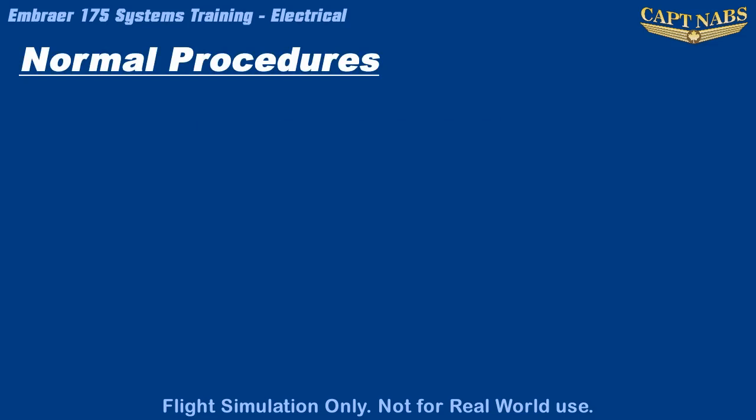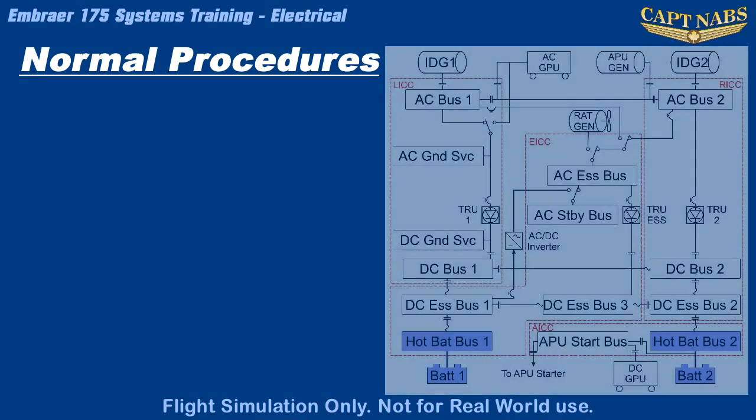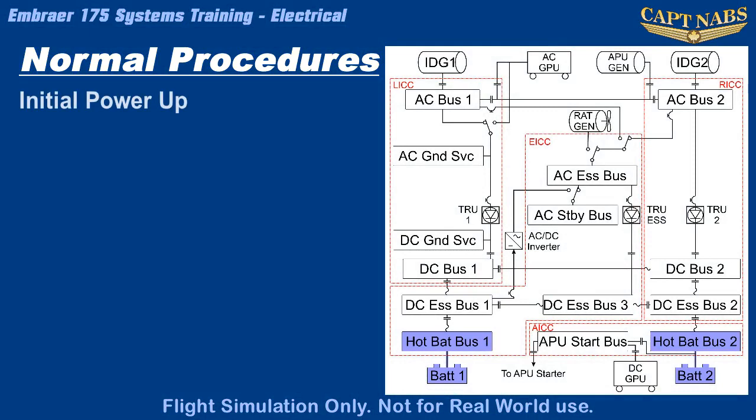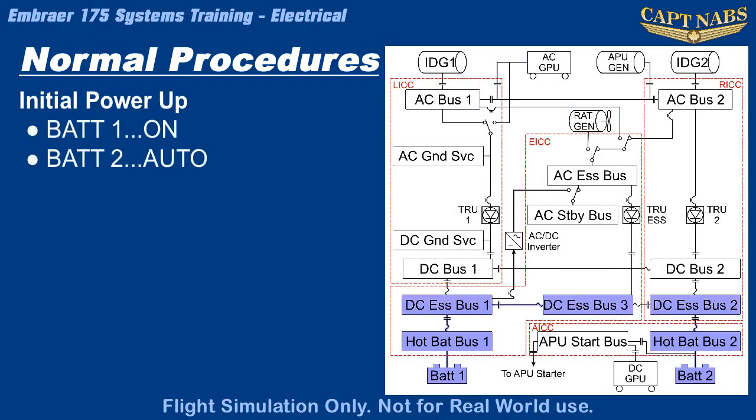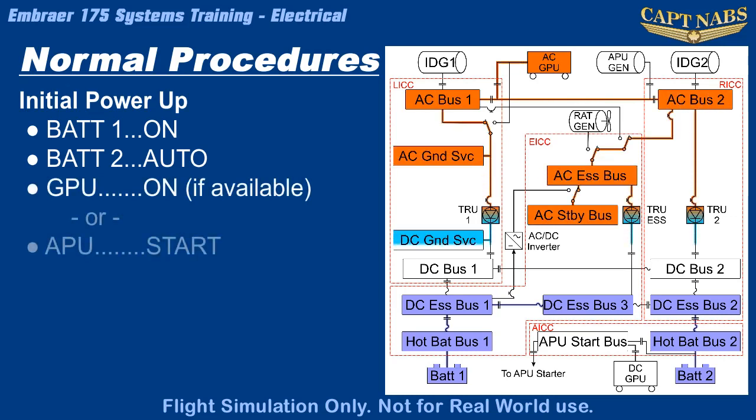Now let's look at using the electrical system in a typical flight. As always, follow your appropriate checklists and SOPs. At the start of the day, the crew walks onto an unpowered airplane. The first step is to turn on batteries 1 and 2. This powers up the basic electrical system and allows the power system relays to start working. If the GPU is available, it can be connected now. If not, then the APU can be started.